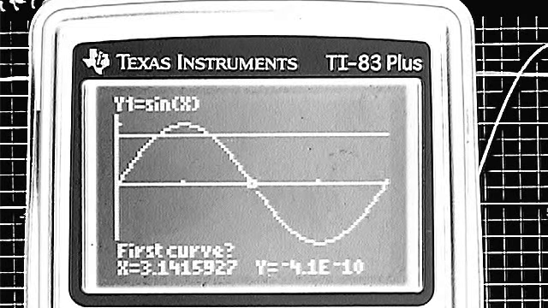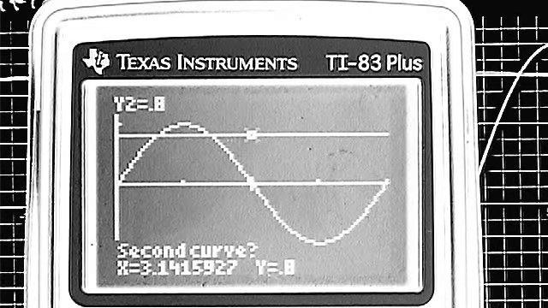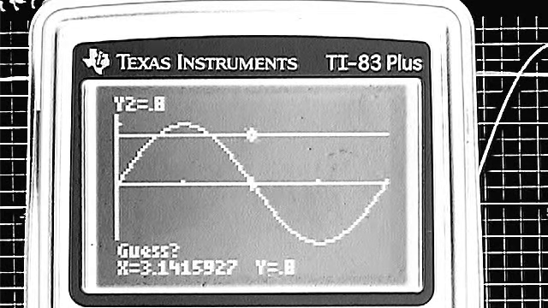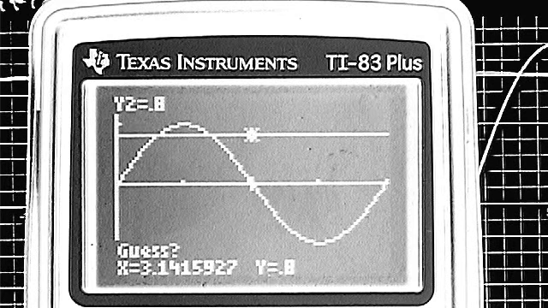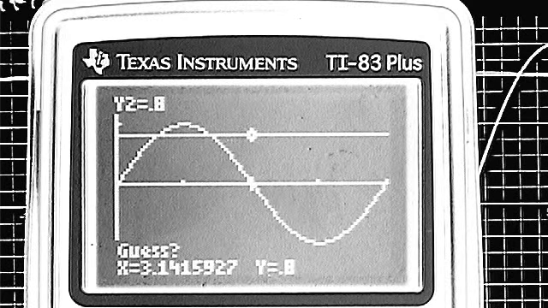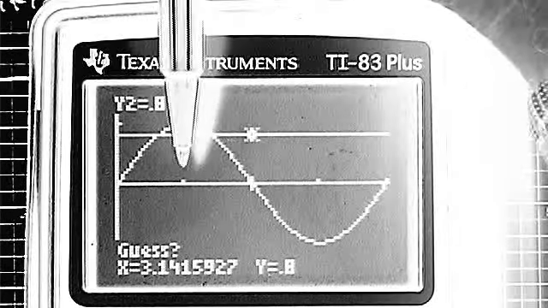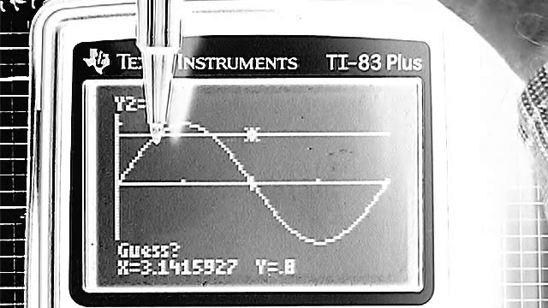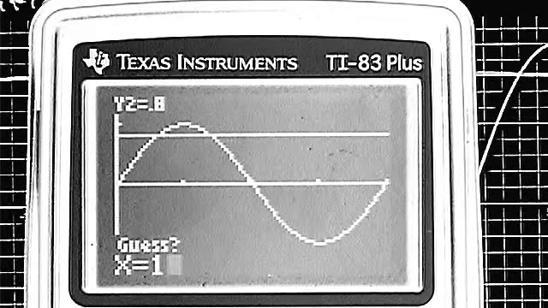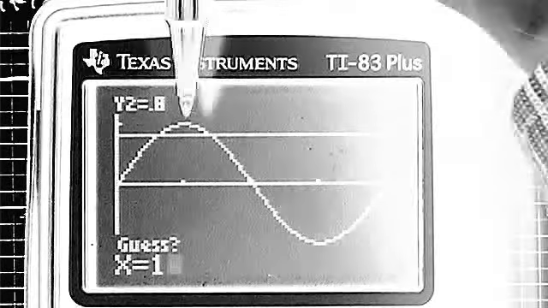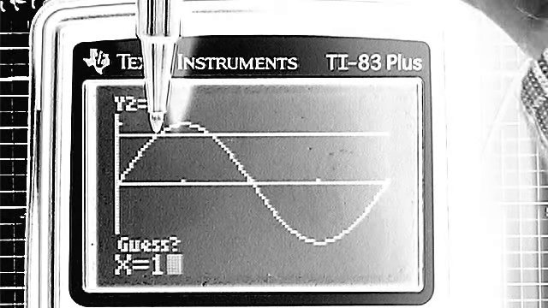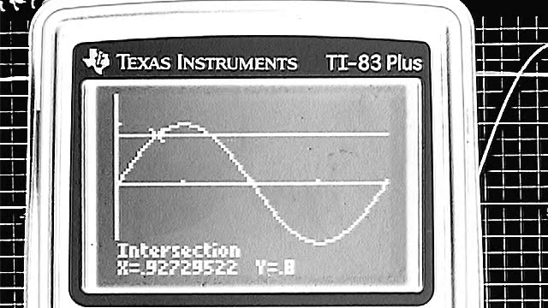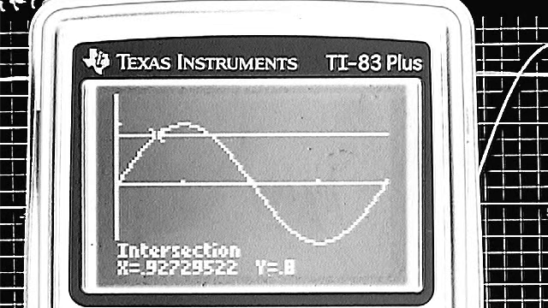Is the first graph y equals sine x? Sure. Is the second graph y equals 0.8? Sure. So I'll hit the enter button again. Do I want to guess? Now here's where the guess feature might come in handy. If I knew that's 1.57 and I want to find this one, I'm going to go lower than 1.57. So I'm going to actually guess a 1. Now what that's going to do is force the calculator to go to the lower part and find the lower value. It ends up being 0.927.